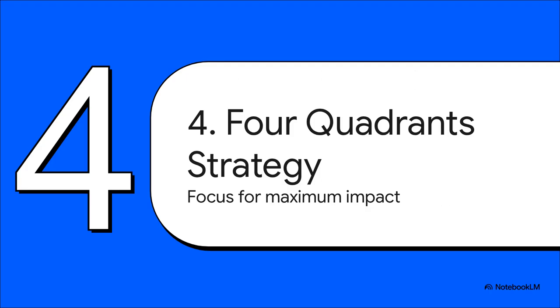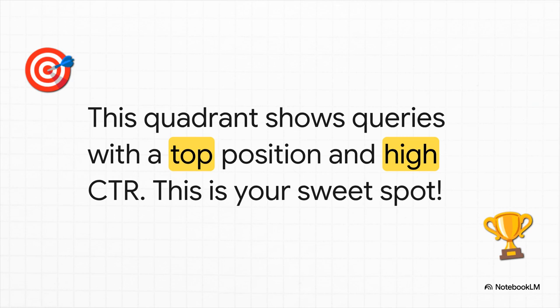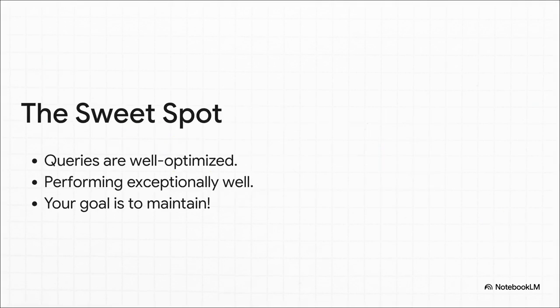Okay, this is where the chart goes from being a cool visual to being a strategic weapon. It's divided into 4 quadrants, and each one tells you exactly where to focus your energy to get the biggest impact. First up, let's talk about the top right. This is where your top performers live. This is the goal. We call this the sweet spot. These are your star players, queries with a top search position and a high click-through rate. They're already well optimized and bringing in great traffic. Your job here is simple. Protect the success and keep doing what you're doing.